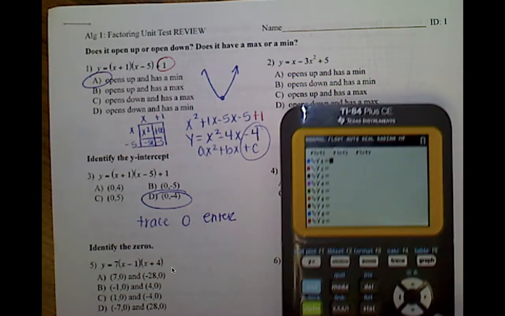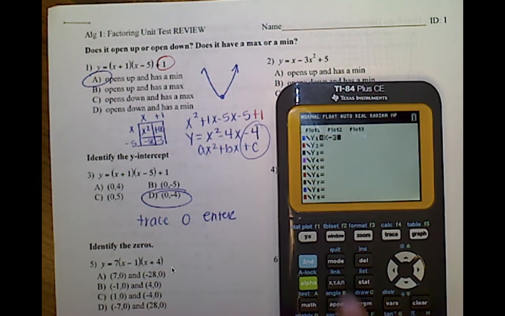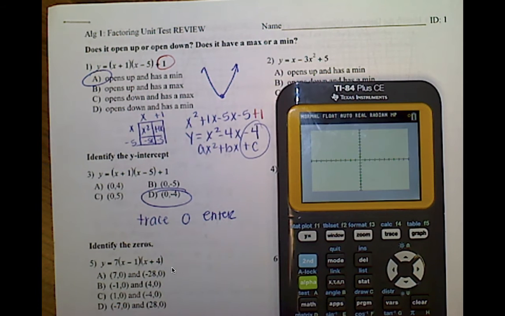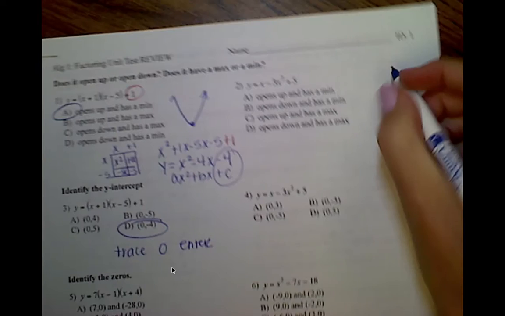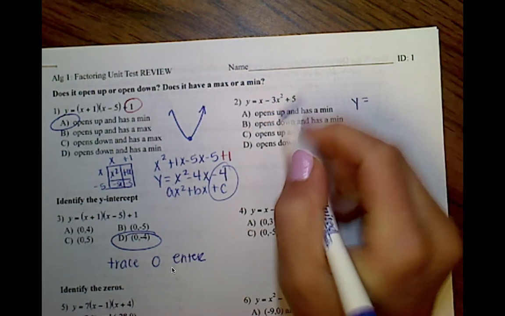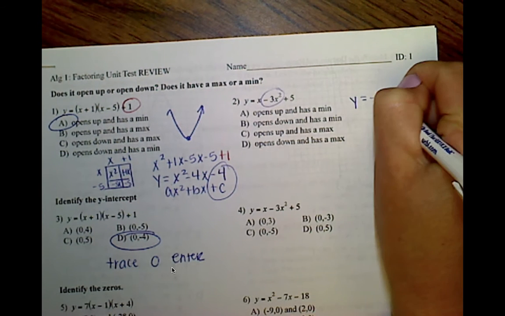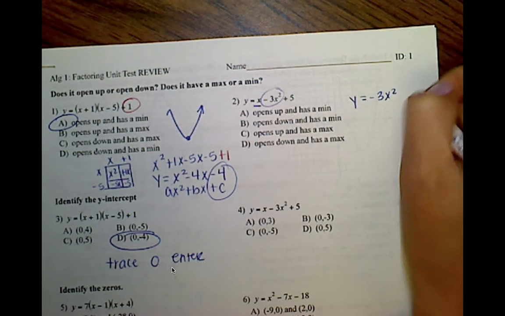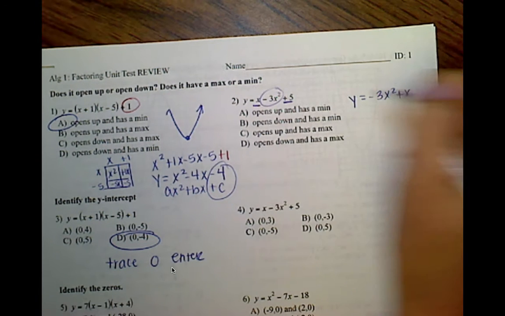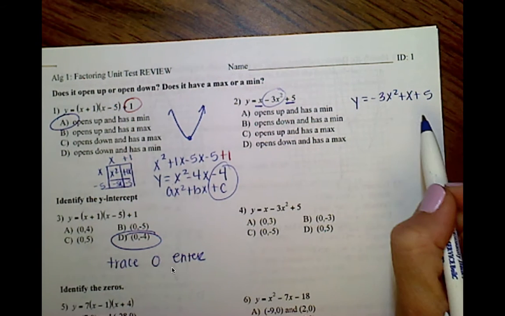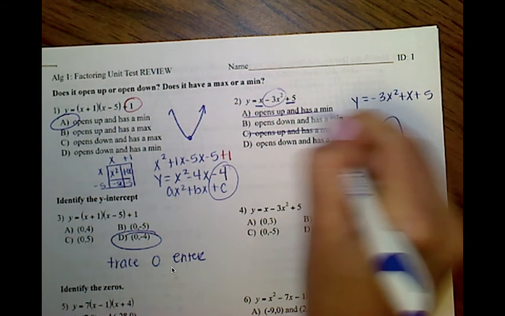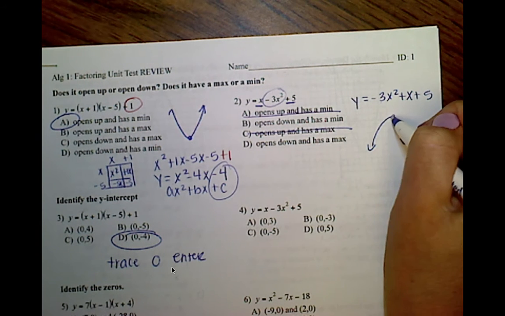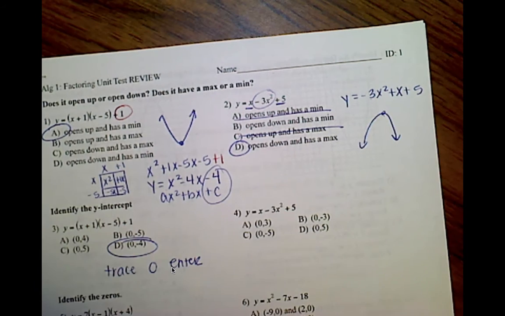Okay, the next one right here appears to be opening up. However, you would find that when you type it in, it's very tricky. When you graph it, it's actually opening downward because that's not in standard form. It appears to be, but it's not. Standard form is y equals the x squared term first, -3x squared. The x term next, it's positive, so it gets a plus sign, plus 5. So now that it's in standard form, the leading coefficient is negative, so it's opening down. And opening down means that it is like a mountain, so it has a maximum. So that's option D in this case.